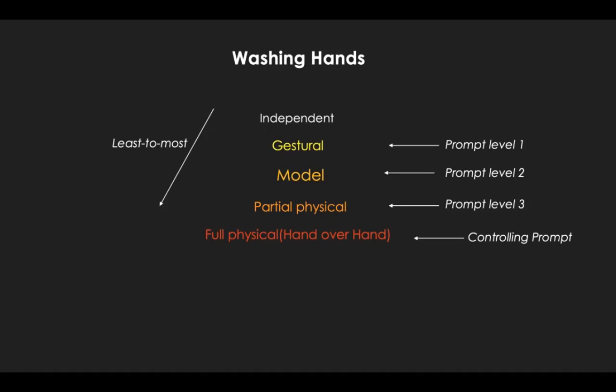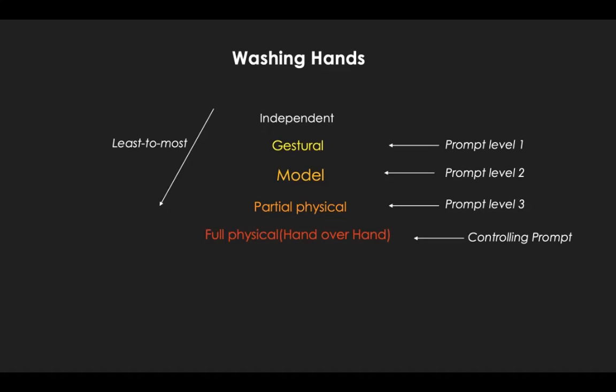If we still need more help, we move on to partial physical. So that could be guide the hands to the position they need to get the soap, and then let go and see if they can do it from there. So you're only partially physically guiding them, but not doing the whole thing. However, if still more help is needed after that, then you go on to the last prompt level, the controlling prompt, which is full physical hand-over-hand prompting and helping them get that soap. And again, the controlling prompt is the one that ensures that they are making the correct response. And so that always comes last.